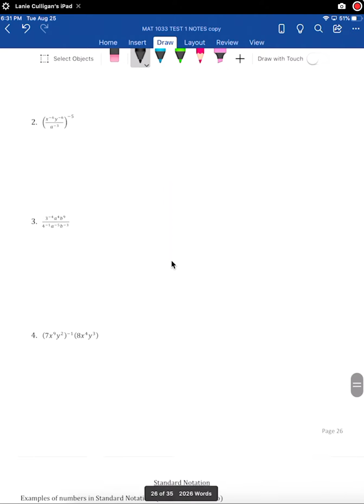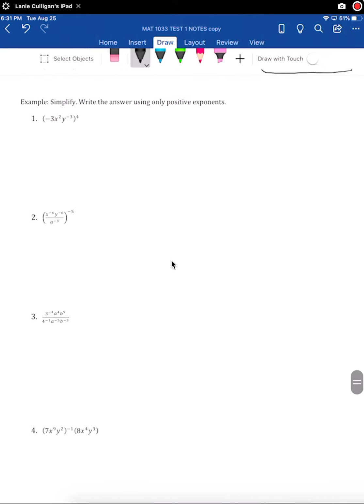All right, so kind of putting this all together. Simplifying and writing our answers only using positive exponents. So we have negative 3x squared y to the negative 3 power, all to the 4th power. That means I have 4 of these things. Instead of writing out 4 of these things, I know I'm going to have negative 3 4 times, x squared 4 times, and y to the negative 3rd power 4 times.